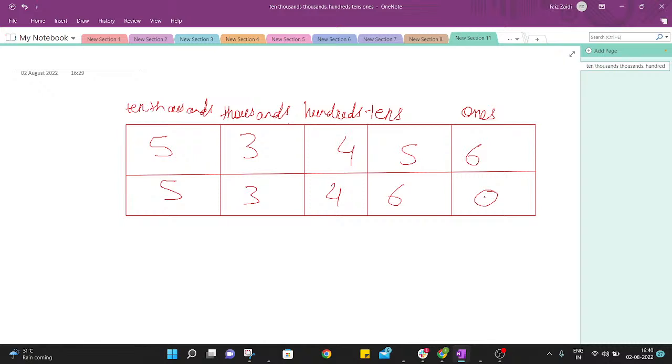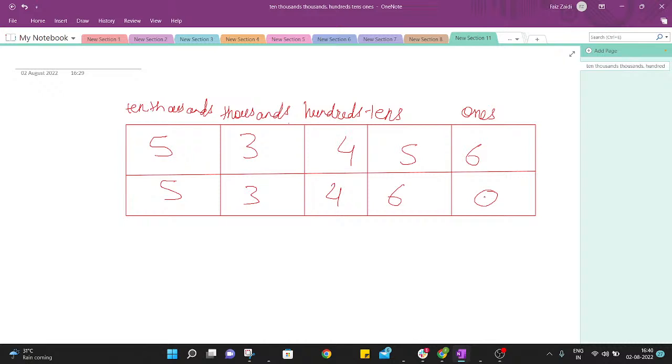Now you have to see that the tens column isn't the same. Tens column is not the same. So in the tens column it is 5 in 53,456 and it is 6 in 53,460. So please answer which number is the greatest number here. Obviously it is 53,460, because it has more number of tens.